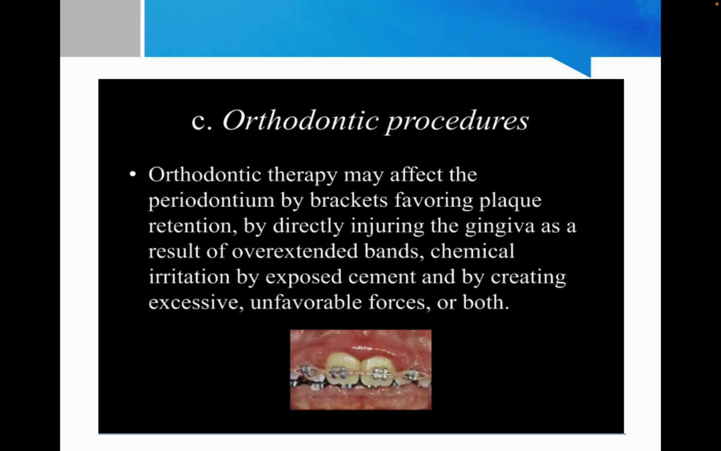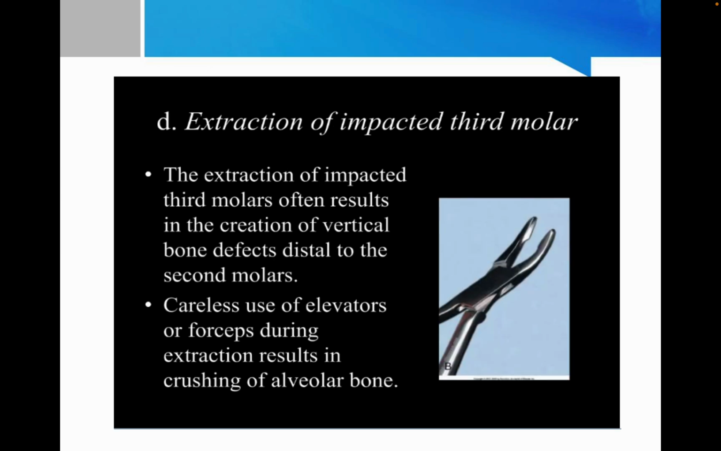Orthodontic procedures may affect the periodontium by brackets favoring plaque retention, by directly injuring the gingiva as a result of overextended bands, by chemical irritation by exposed cement, and by creating excessive unfavorable forces, or both. The extraction of impacted third molars often results in the creation of a vertical bone defect distal to the second molars. Careless use of elevator or forceps during extraction results in crushing of alveolar bone.